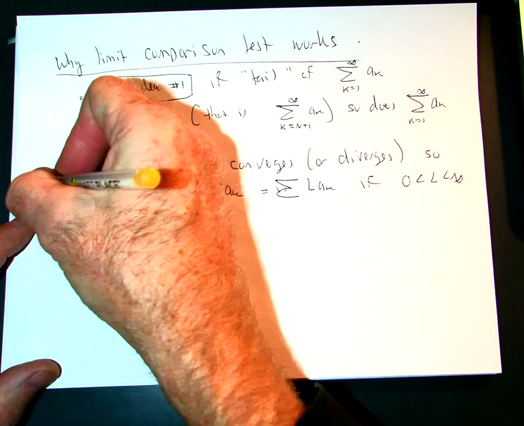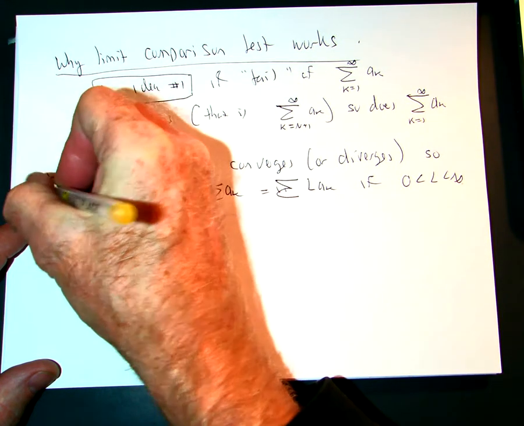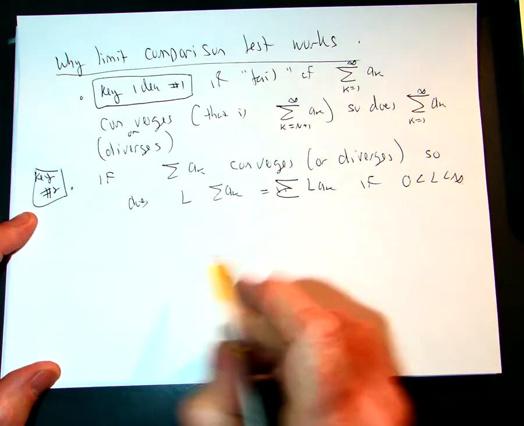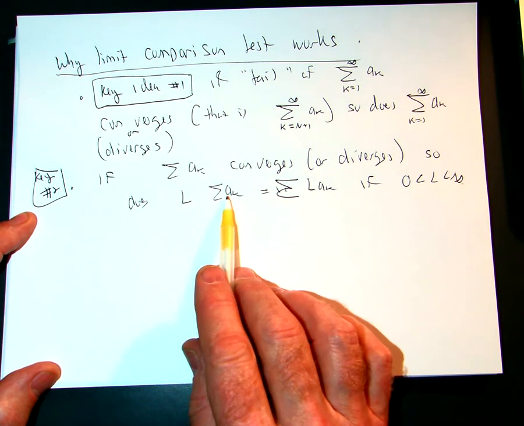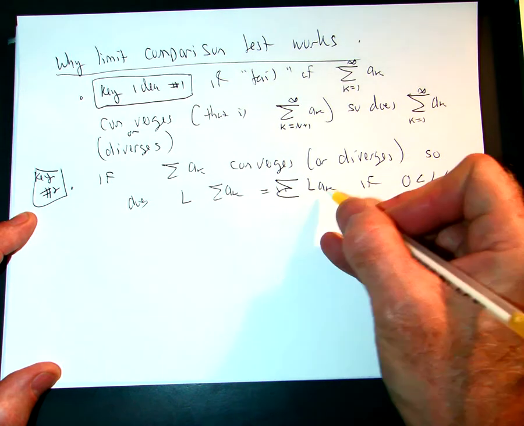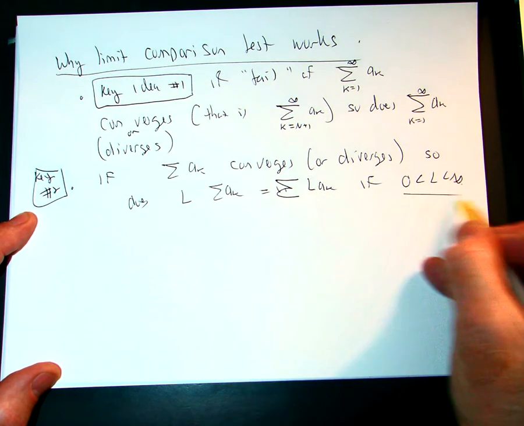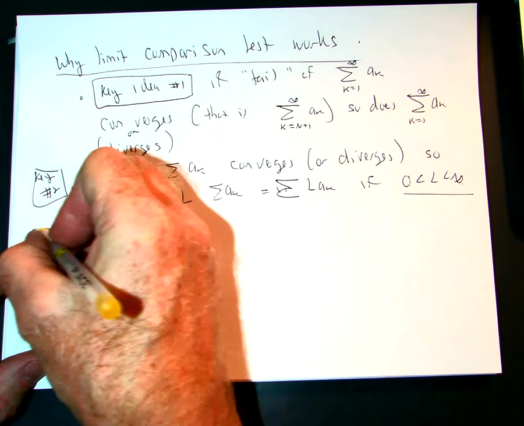And the second key idea is that if our series converges or diverges, so does L times that series, which we can think of as L times each term, as long as L is finite and positive. Okay, so that's the key idea.